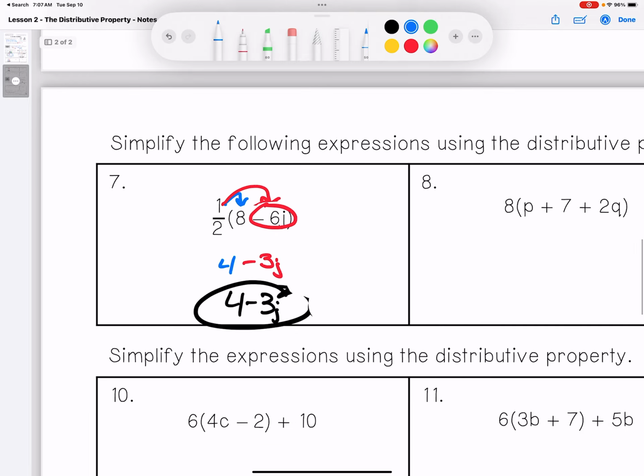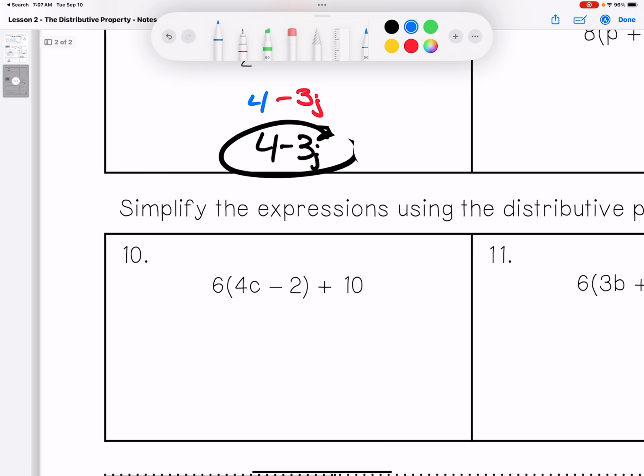All right, and the last one before I let you work here for just a minute is we're going to go this one. 6 times 4c, which is 24c. 6 times negative 2, which is negative 12. Now, you don't multiply 6 times everything in the problem. You only multiply 6 times what's in the parentheses. So you don't do what I'm about to do in green here. Do not do this. You do not do that. No. Okay? Positive 10 is over here by itself, okay? So you just bring it straight down because you haven't done anything with it yet.